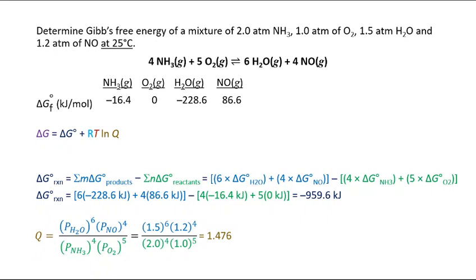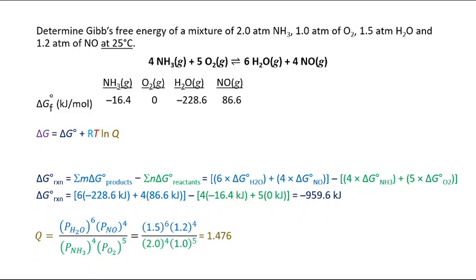Plug in the values in the way that the problem states. You have 1.5 atmospheres of your water. You have 1.2 atmospheres of your NO. You have 2.0 atmospheres of your NH3. And you have 1.0 atmosphere of your O2. Plugging the values in using the correct exponents, you end up with a Q of 1.476. Remember, Q's don't have any units. They are just relationships or ratios.